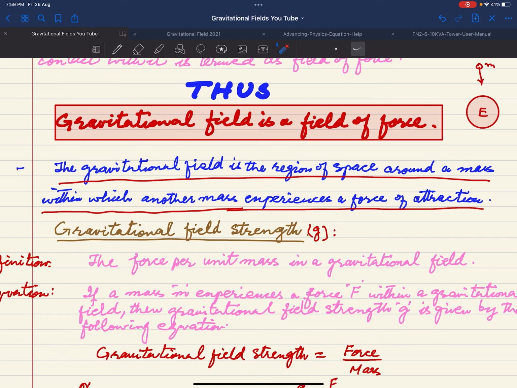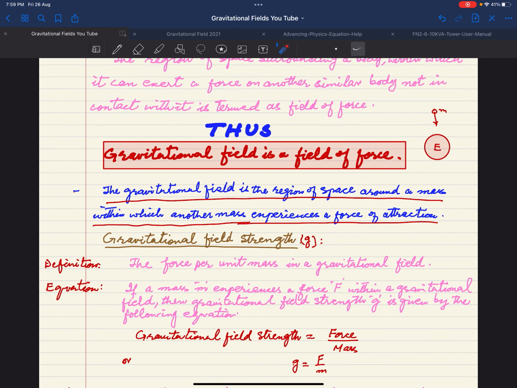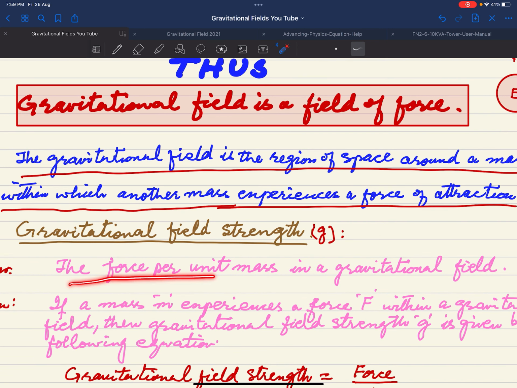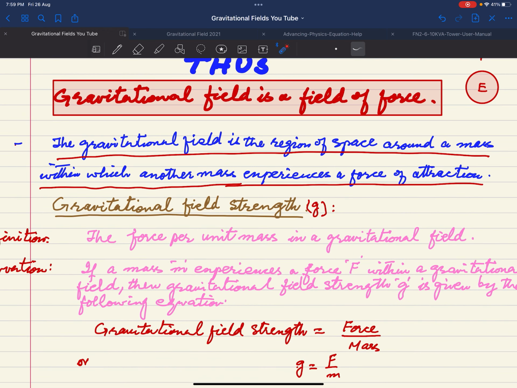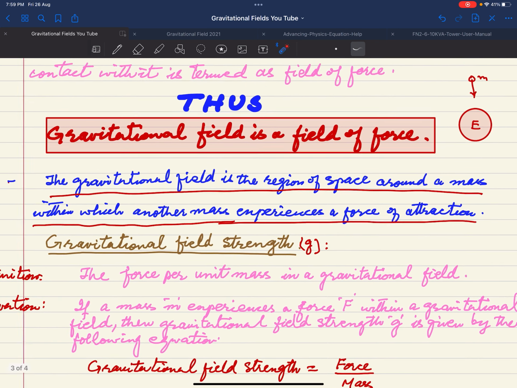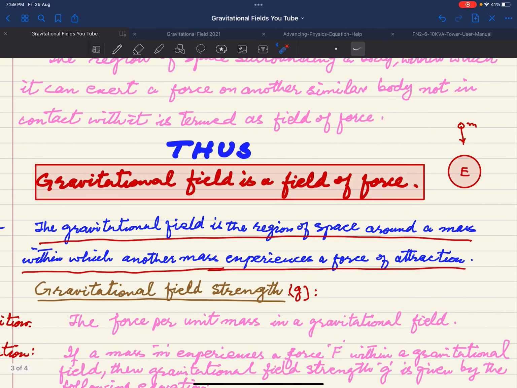Remember this definition, they will ask this in your exam. The force per unit mass in a gravitational field is termed as gravitational field strength. We represent this gravitational field strength by G. You know that if you are close to the surface of the Earth, G is 9.8, the acceleration due to gravity is 9.8 meter per second square.